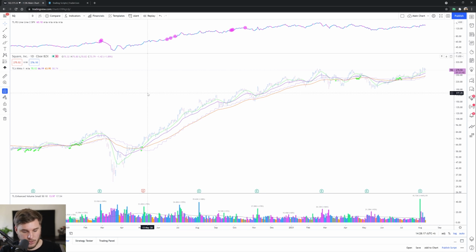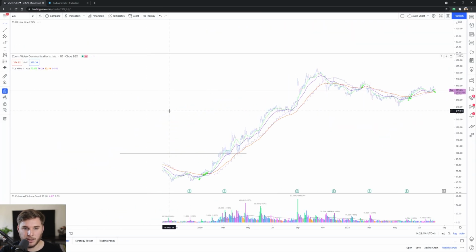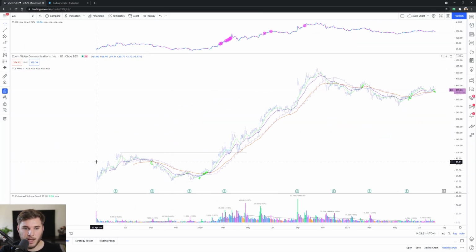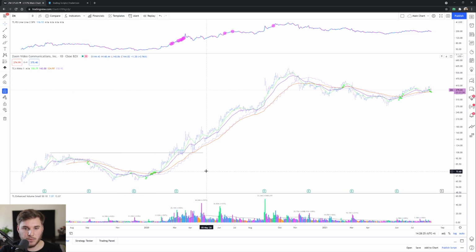And to go over a few more examples, we've got Zoom in 2020, and this had been a recent IPO. It didn't really have much price history to look at, but during this run, it bounced off the 10-week and 65 EMA several times during its run, right here, and also right here. So going forward, this might be a good group of moving averages to use.